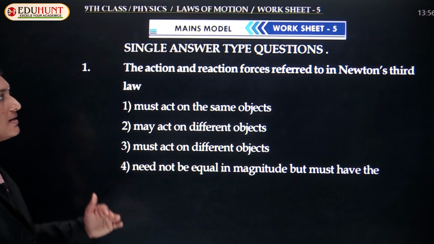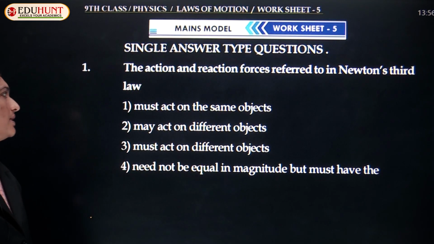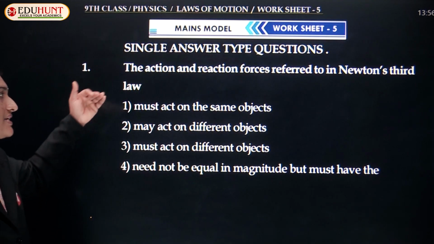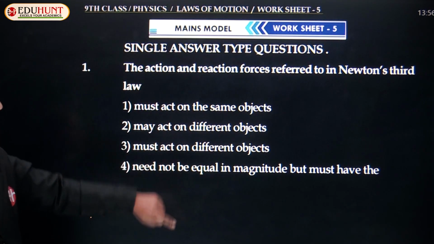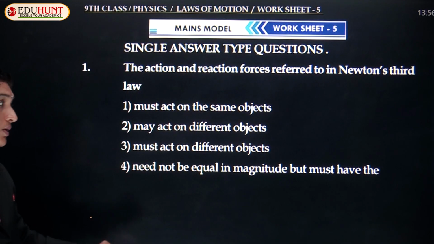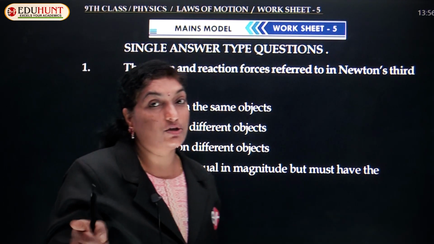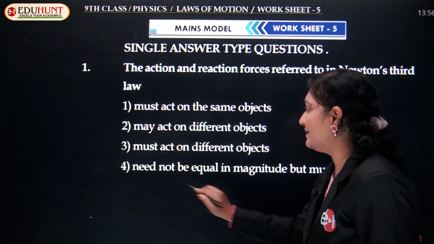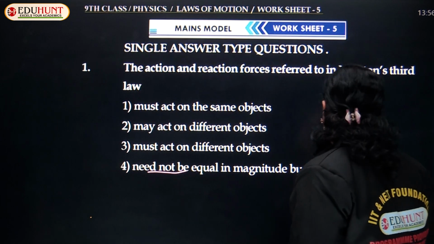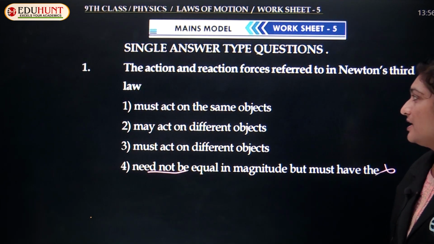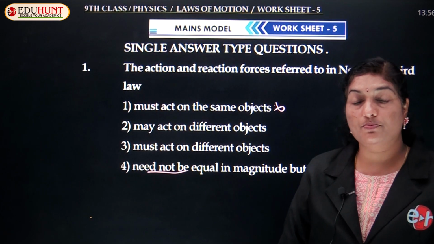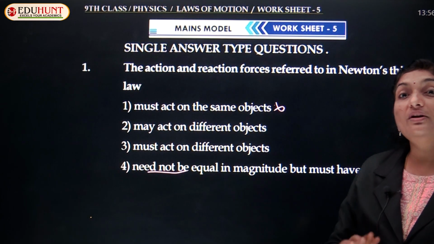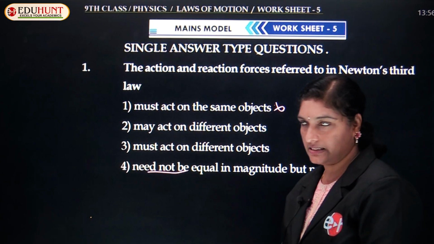The action and reaction force referred to in Newton's third law must act on the same bodies, may act on different bodies, or must act on different objects. They must be equal in magnitude but opposite in direction. But here they said it need not be equal in magnitude, so this is a wrong statement. Must act on the same objects is also a wrong option, because they must act on two different objects.